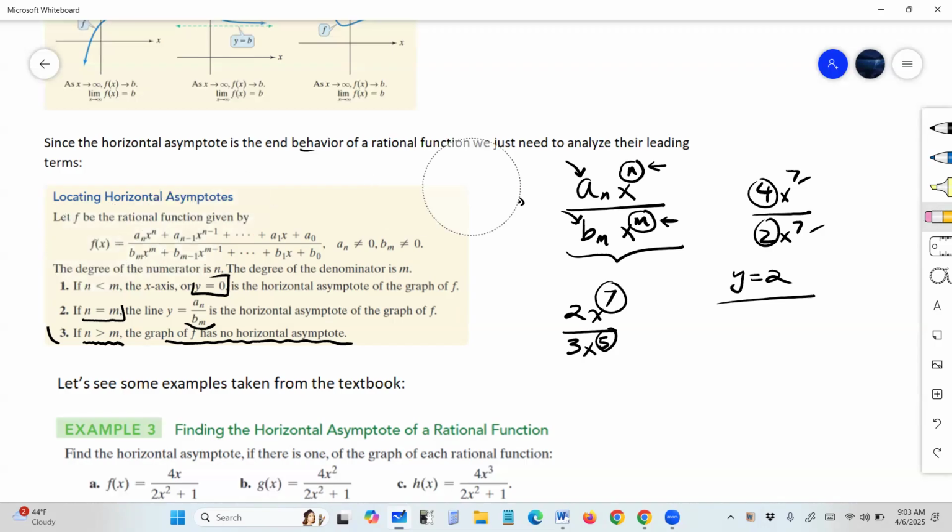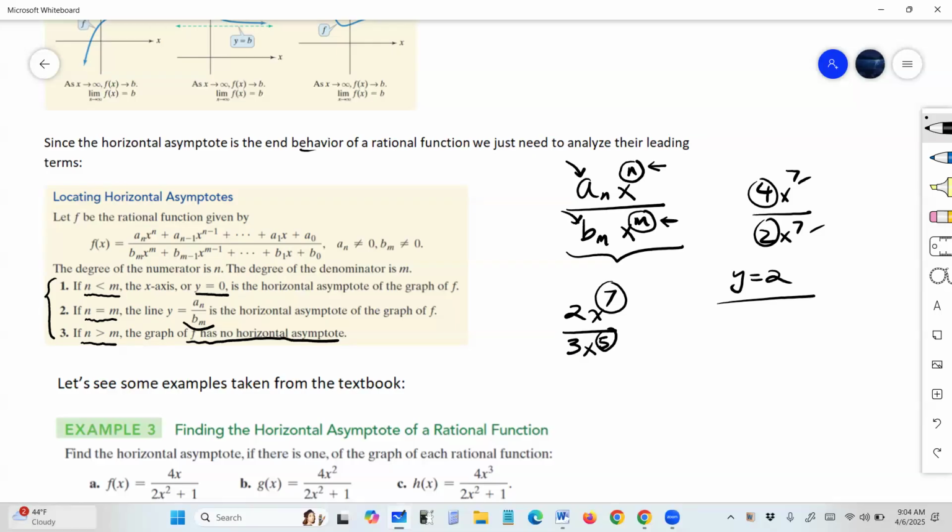Okay, we just analyze the leading term of the numerator with the leading term of the denominator, and then we apply these three possible scenarios. If the exponent of the numerator is smaller, y equals 0 horizontal asymptote. If the exponent of the numerator is equal, then the asymptote is y equals the ratio of the two coefficients. And if the numerator exponent is greater, then the function has no vertical asymptote.